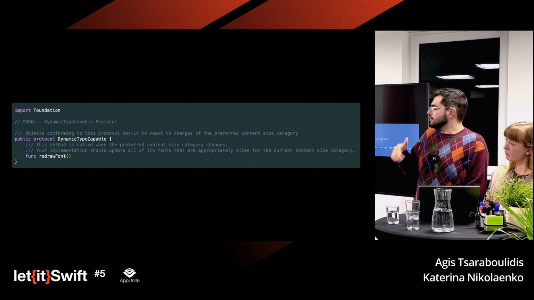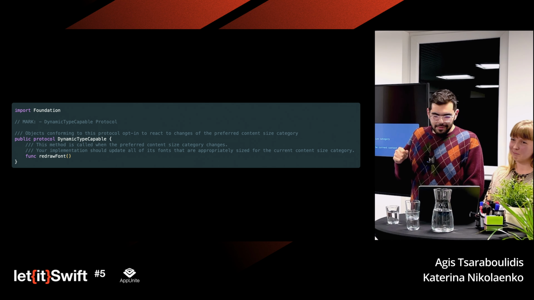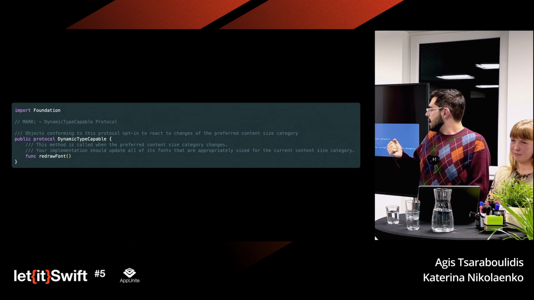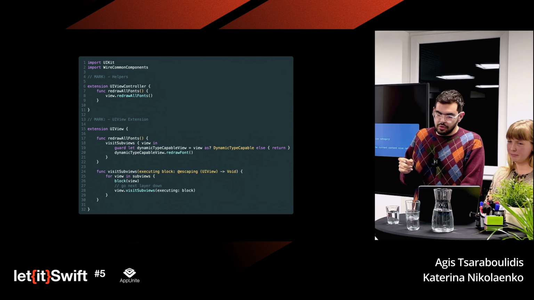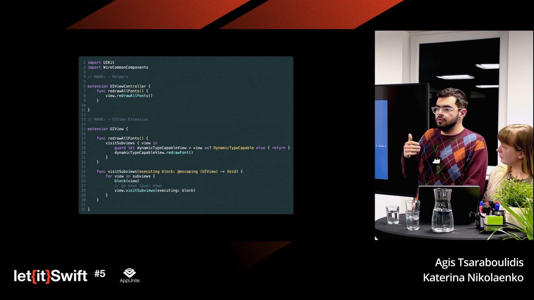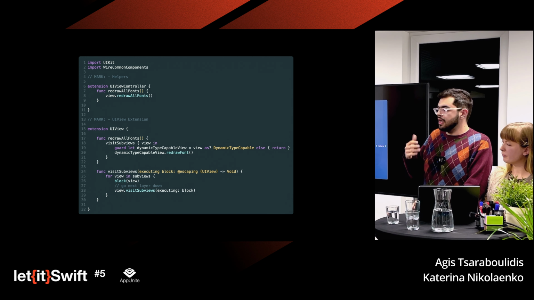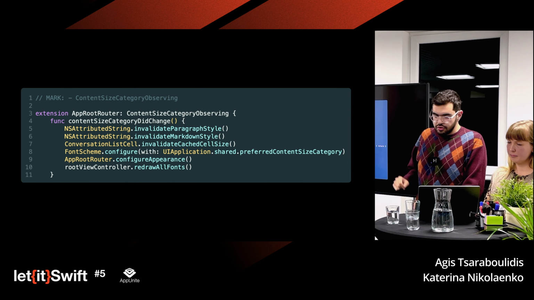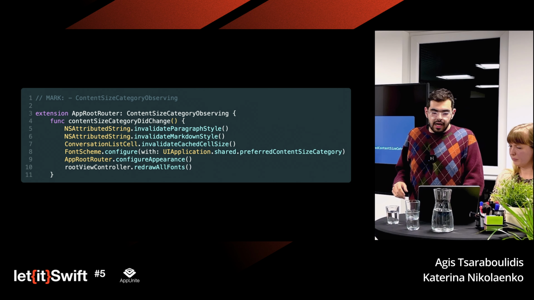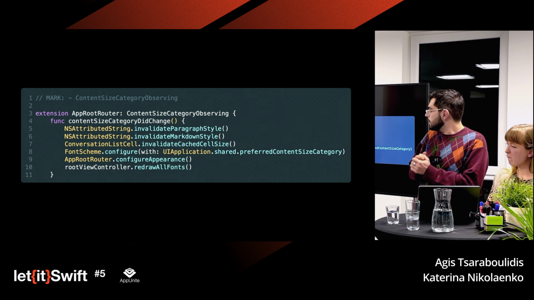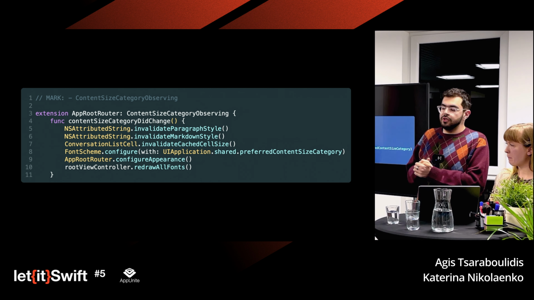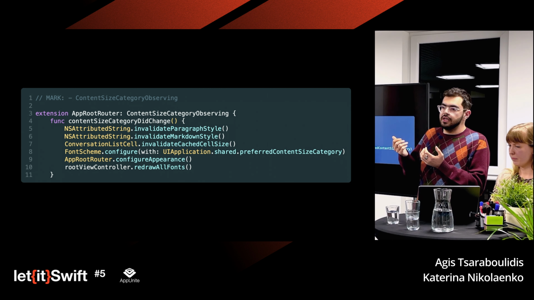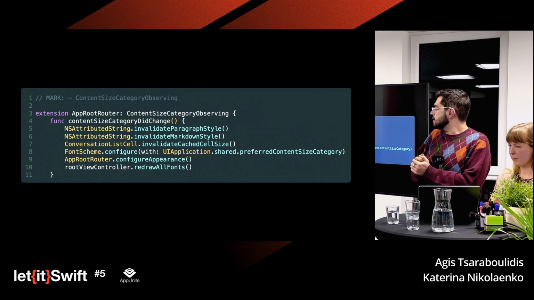So we came up with using not generics, but protocols. We came up with a protocol. This method is called when the preferred size category changes. After that, we created 2 extensions for UIView and UIViewController to call this redraw font method whenever the user changes the content size category, as you can see. And the third part is to call this redraw all fonts method in our root view controller. So every time someone changes the size of the text, we get informed and we present the correct text size.